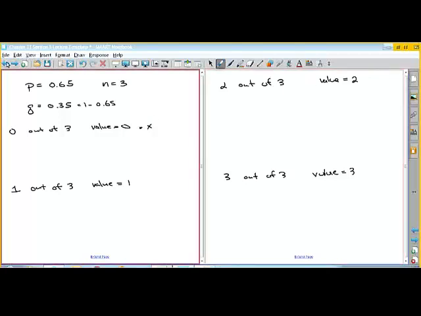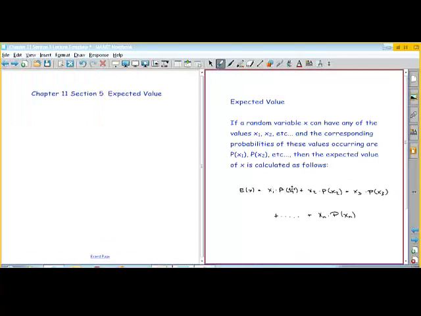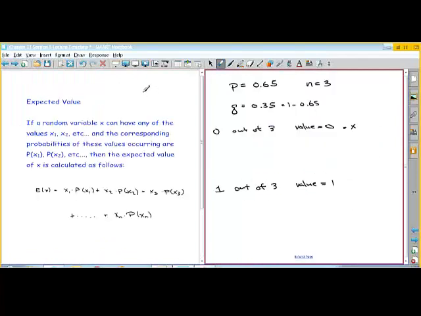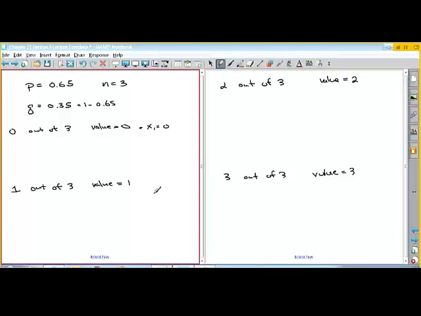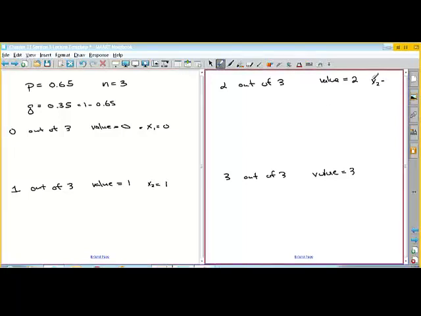Using this definition of expected value, you have X1 times P of X1. In this case, I have 4 possibilities. So this would be X1, this would be X2. X1 is equal to 0, X2 is equal to 1. These are the values associated with each one of those. And then X3 is 2, and X4 is 3. So those are the values for the first part of the product.